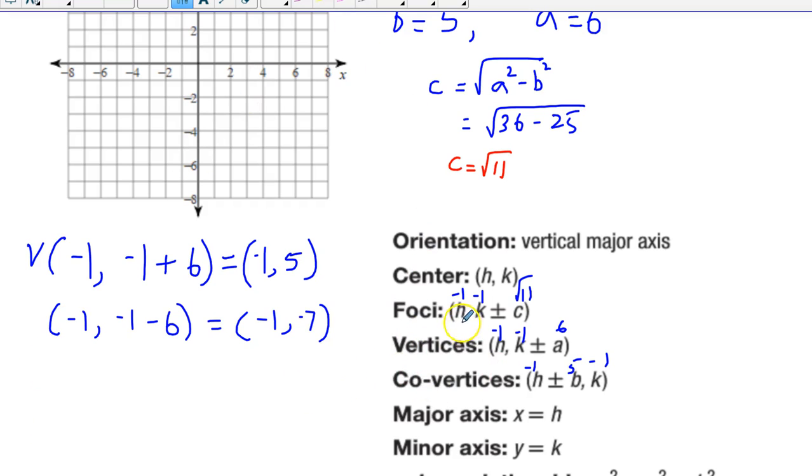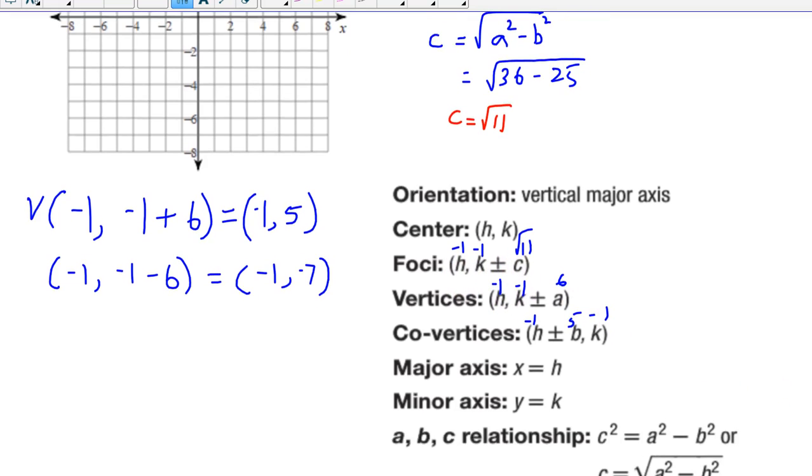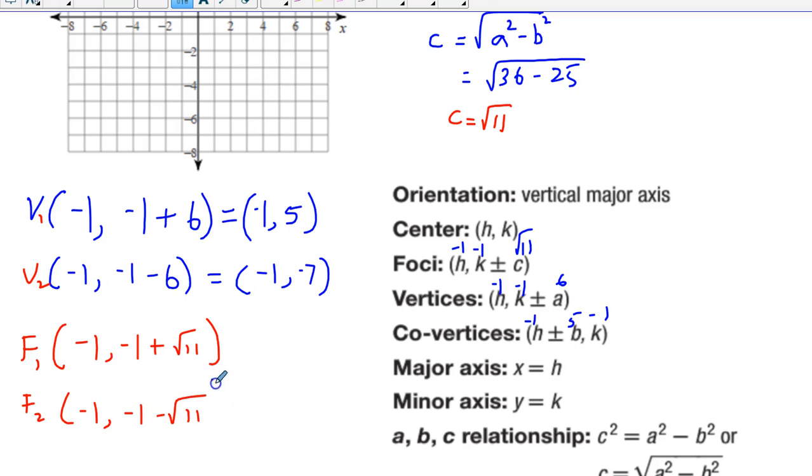So that is (h, k plus or minus c). To get the foci, the first focus F1 is (-1, k plus c), where k is -1 and the c value is square root of 11. The second focus F2 is (-1, -1 minus root 11). All right, those are the two things they are asking.